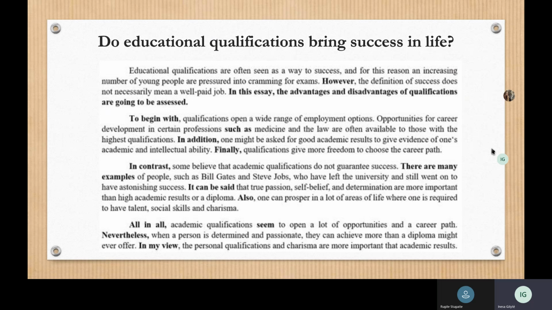In the second sentence, you state that there are multidimensional views, that there are some people that do not agree, and so on. In this case, it is written that, however, the definition of success does not necessarily mean a well-paid job. And the third sentence indicates the topic of the essay. You do not write a pronoun again, and you are using such sentences as, in this essay, the advantages and disadvantages of qualifications are going to be assessed, evaluated, discussed, and so on.